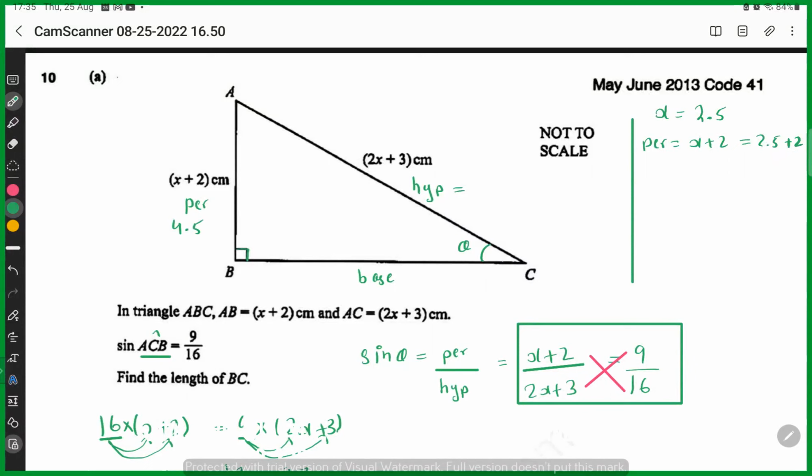Very well done. Okay, excellent. So when I plug in 2.5 for this x, this would give me 8 centimeters. Now, what was the question? I had to find BC.